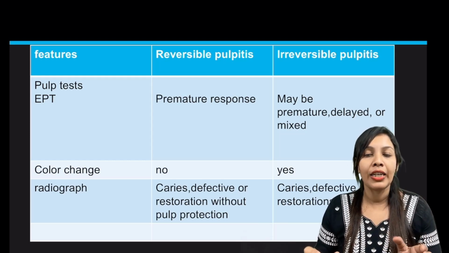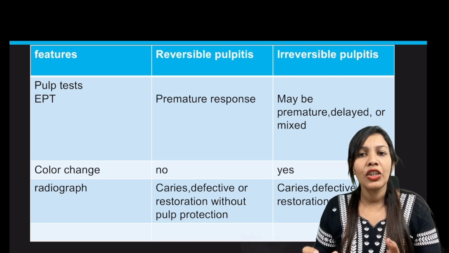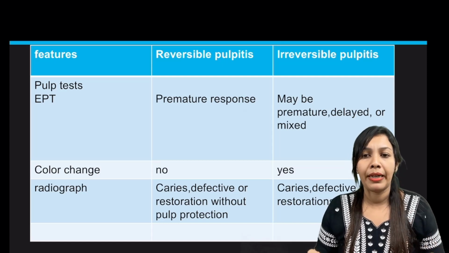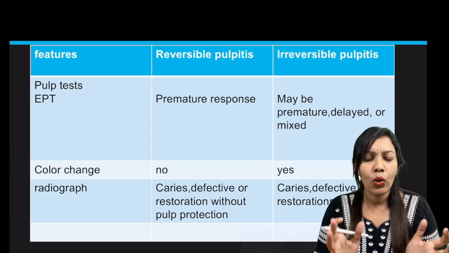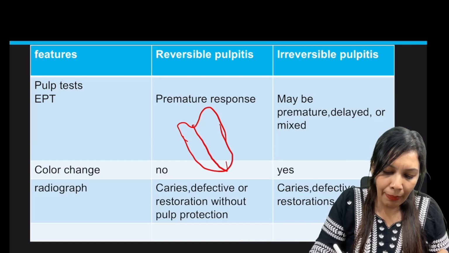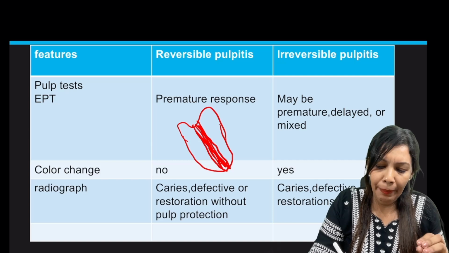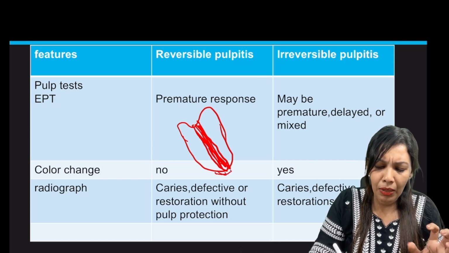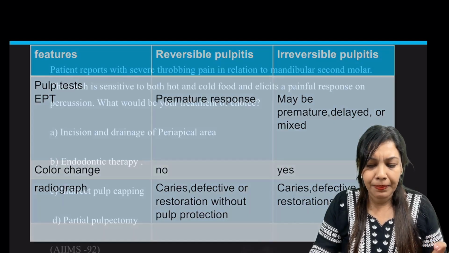Understood? Color change. No color change is seen in reversible pulpitis. There might be slight color change in the tooth in irreversible pulpitis. On a radiograph, in most cases of pulpitis, there will be no change. Pulpitis means the pulp is within the tooth, so there won't be much change in the periapical area, or only a slight change. Most of the cases have very little change in the periapical area, right?